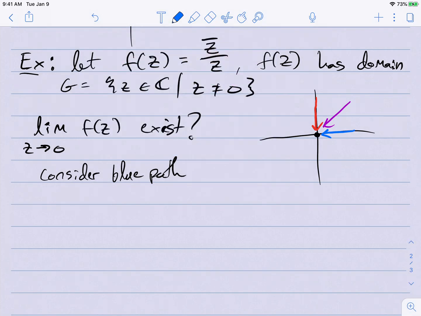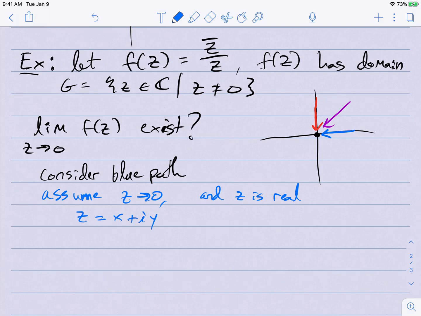Okay, so let's assume that z is approaching 0 and z is real. So what does that mean? Well, z is a complex number equal to x plus iy, but if we're assuming it's real, then y is 0, right? So z is just equal to x. Then what does this function look like?